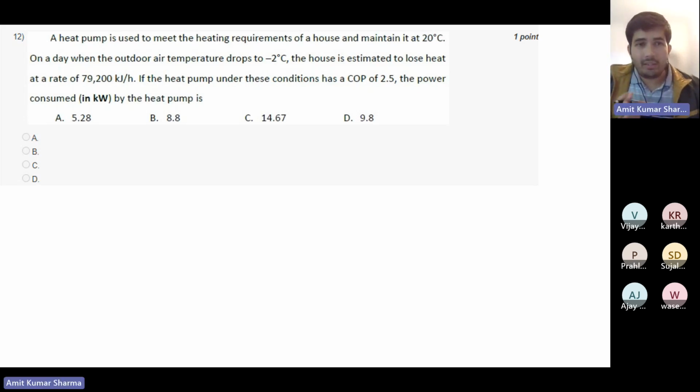Please be careful with the signs. It's -2 degree, so be careful.